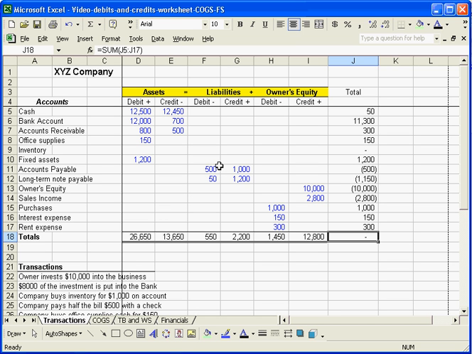All right, that's it for this session. The next time we come together, I'm going to show you how to do the cost of goods sold, how to calculate that, and we'll move from there. All right? Okay, that's it for this session.